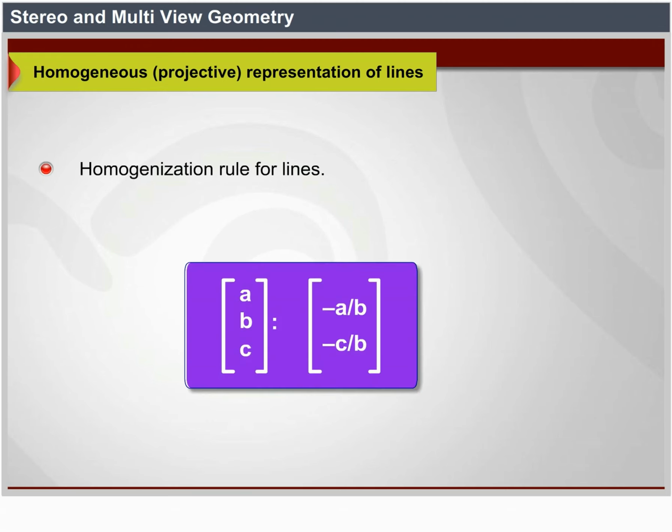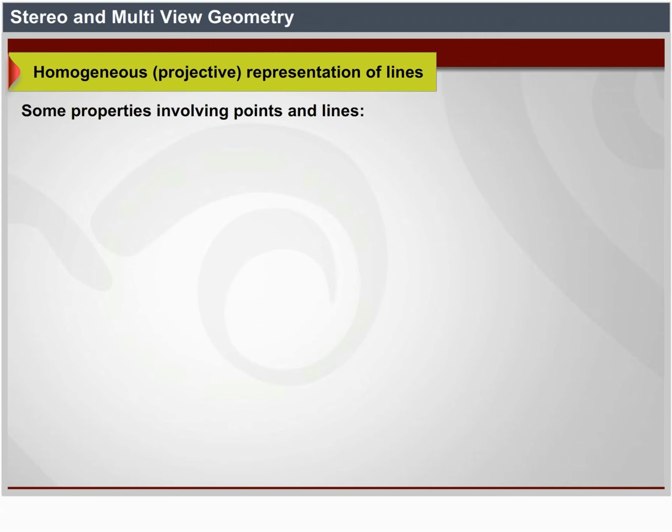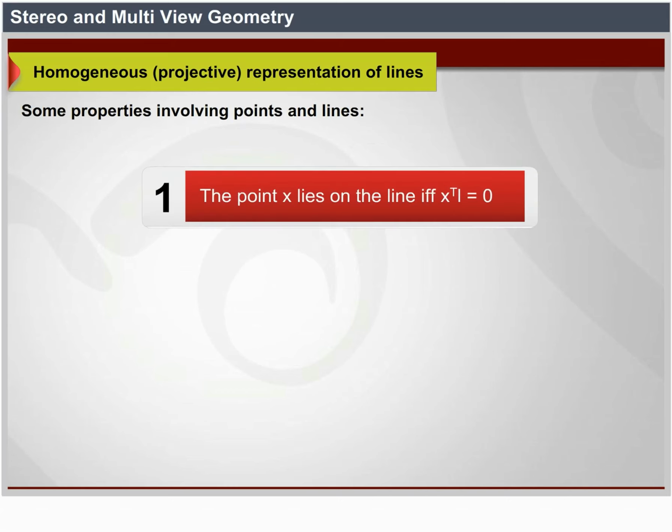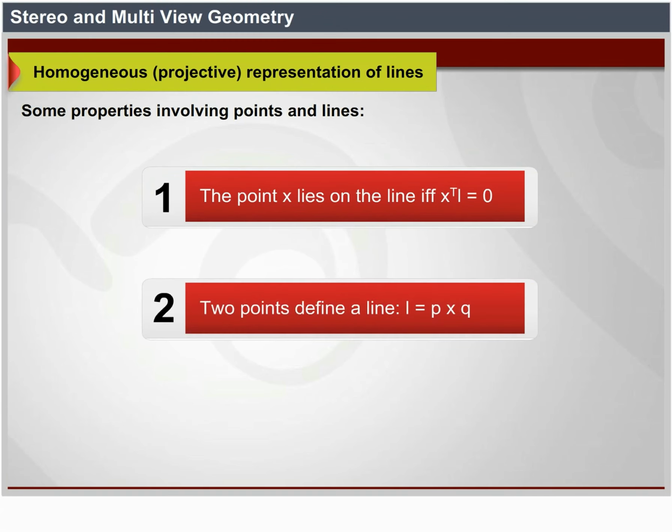Some properties involving points and lines. The point x lies on the line L if x^T L = 0. Two points define a line: L = P × Q. Two lines define a point: P = L × M.